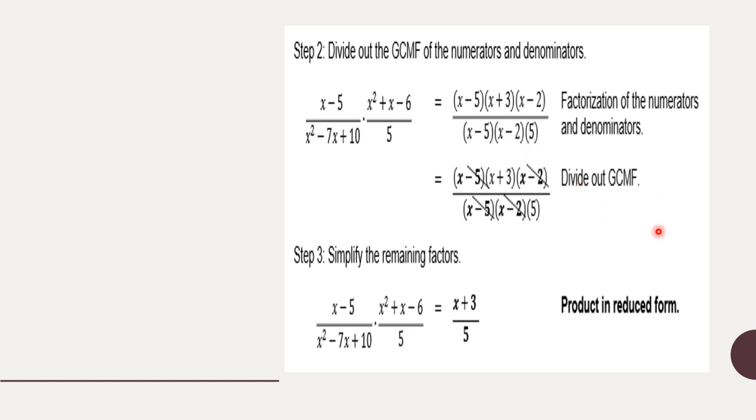So we're going to divide out the GCMF, or greatest common monomial factor. Their greatest common monomial factor is x minus 5 times x minus 2. So cancel it out, or divide it out. x minus 5 is cancelled, x minus 2 is cancelled. So in step 3, the remaining factor is x plus 3 all over 5, which is the quotient in reduced form.